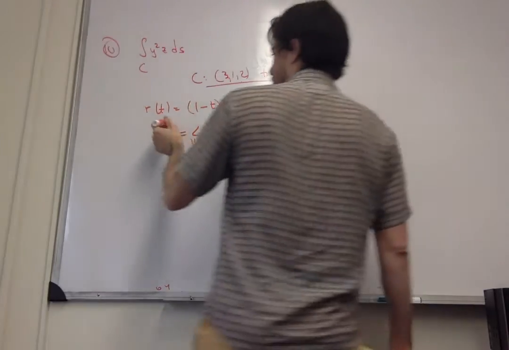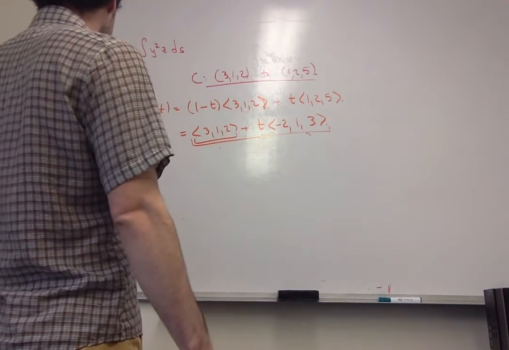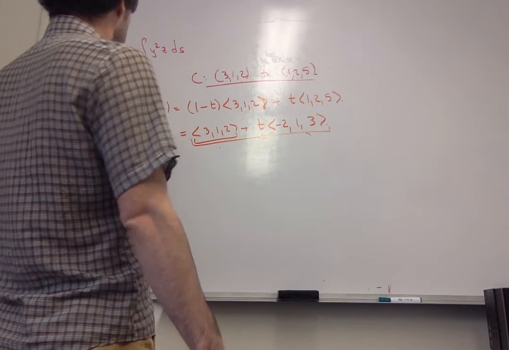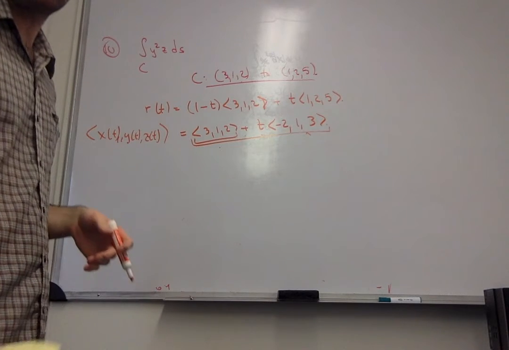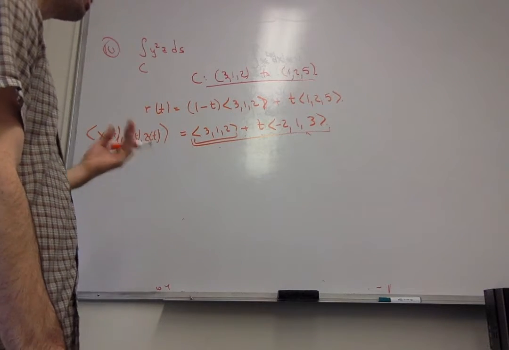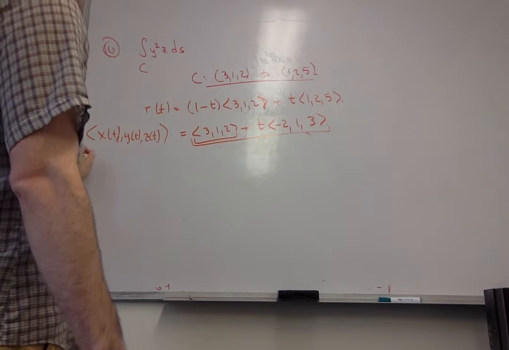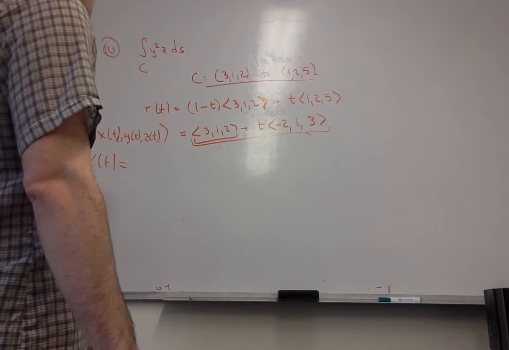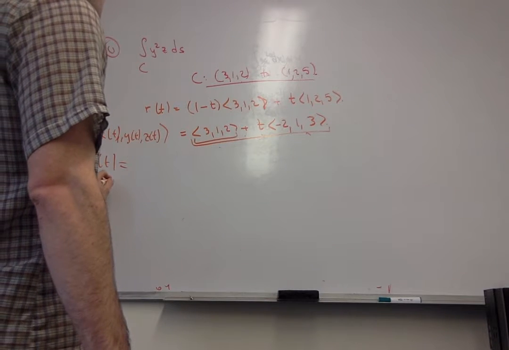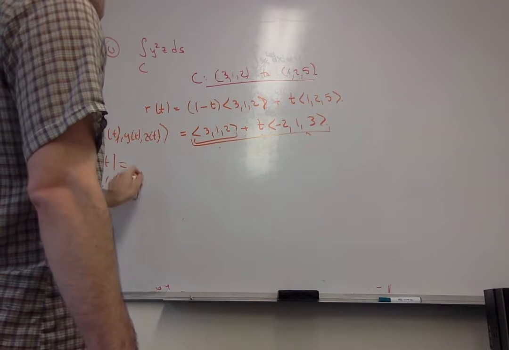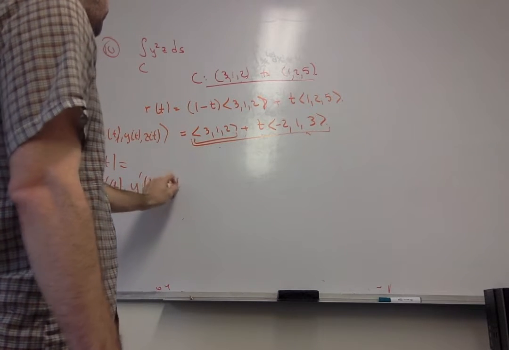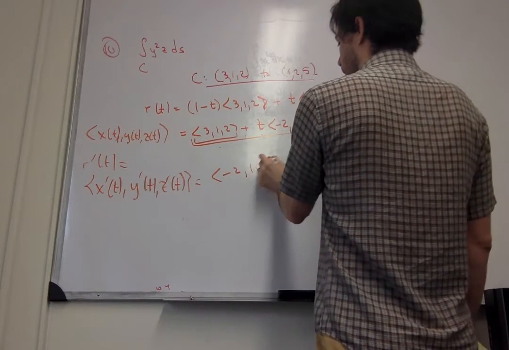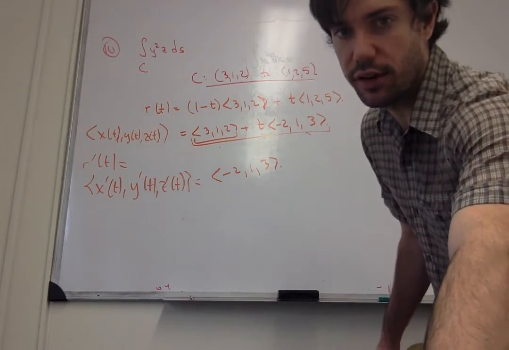Okay, so what is R of t? R of t is x of t, y of t, z of t, put in a vector. So it has three parts, x, y, and z, and I put it in a vector. So the derivative, r prime of t, is the derivative of x with respect to t, derivative of y with respect to t, derivative of z with respect to t, and this is just going to equal negative 2, 1, and 3. It's literally just the direction vector.